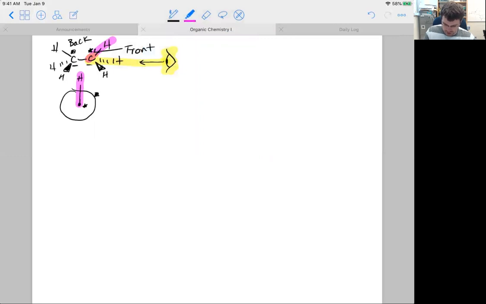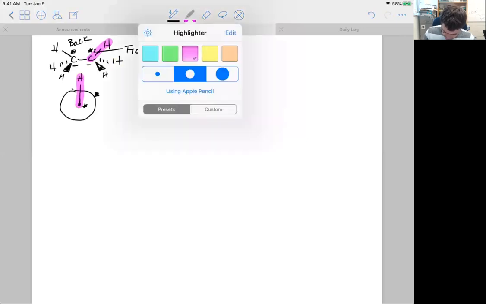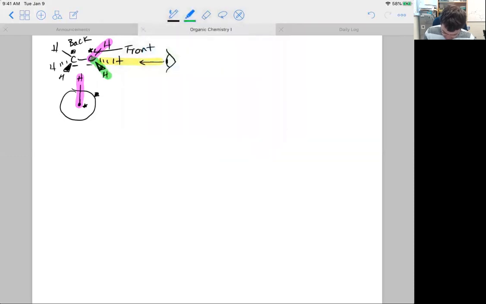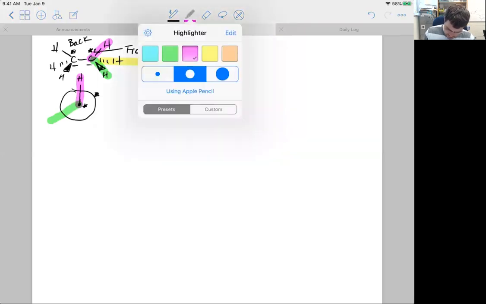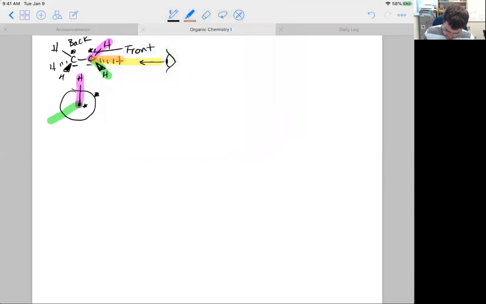And then if we're really looking this way, in this direction, we're going to see a hydrogen sticking down into the left. I'm going to do colors this way. If we're looking this way, we're going to see a hydrogen sticking down into the left and down into the right, or something like this in terms of directionality.